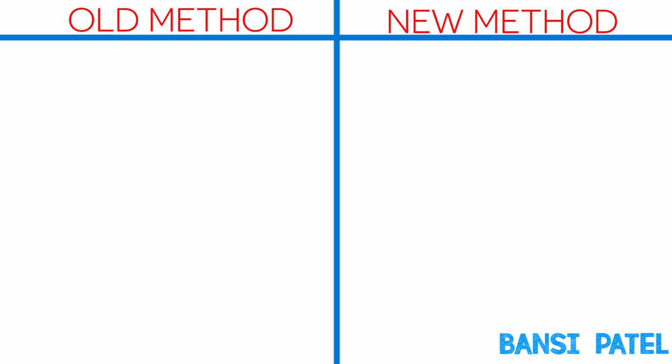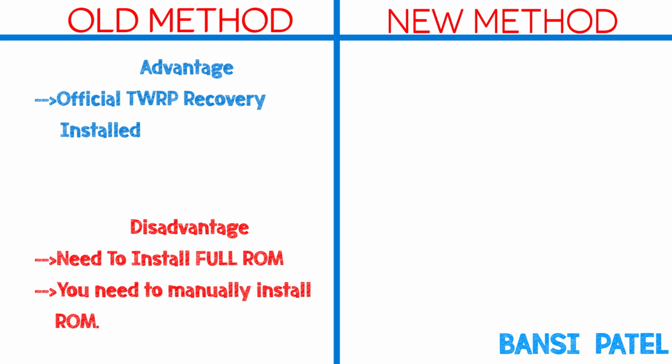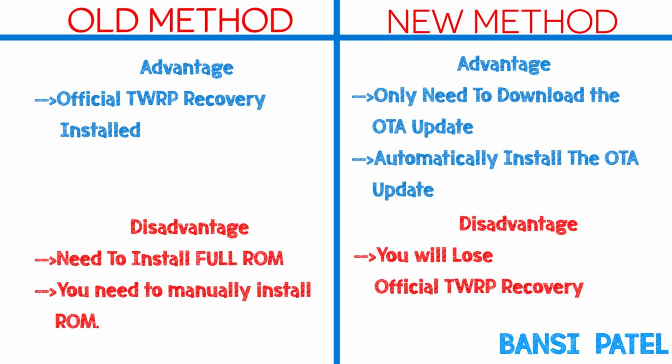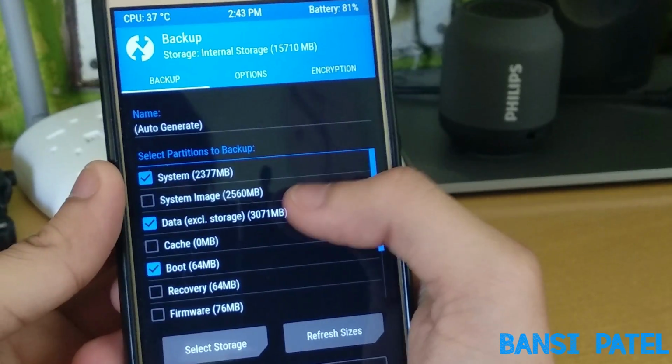There is an advantage and disadvantage in both methods, because if you follow the old method, you will have the official TWRP recovery installed, but you have to install the full zip file in order to install the OTA update. Whereas in this method, you only have to install the OTA update file and it will be installed automatically, but you will lose the official TWRP recovery. So it depends on you which method you want to follow. Now let's move to the new method.